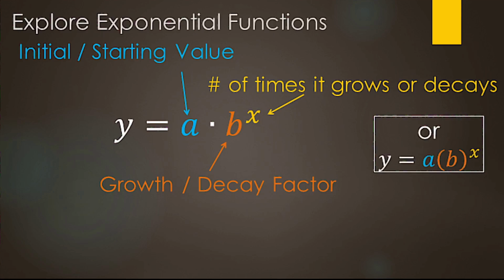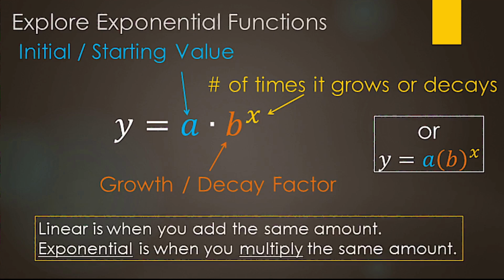Now, you might also see it like this, a times b to the x, where the b is in parentheses, because it's a little bit weird with the times dot there. Some people like the parentheses better, but it is multiplication. It's a times b to the x, okay? Now, linear is when you are adding the same amount. So that's y equals mx plus b. Exponential is when you are multiplying the same amount over and over again, instead of adding the same amount over and over again for each step.